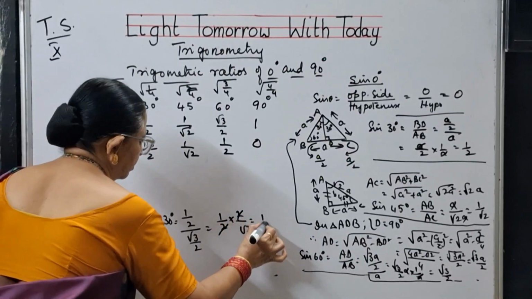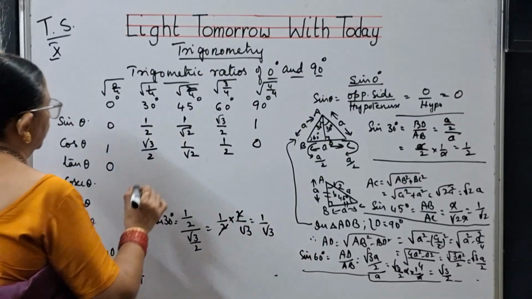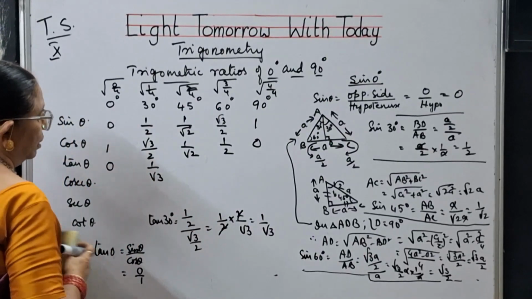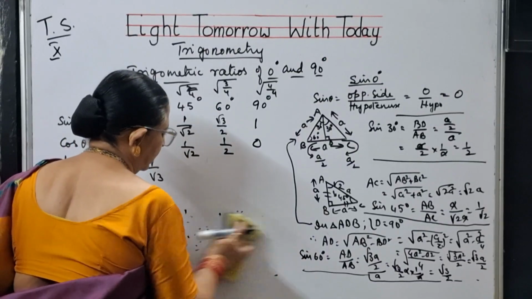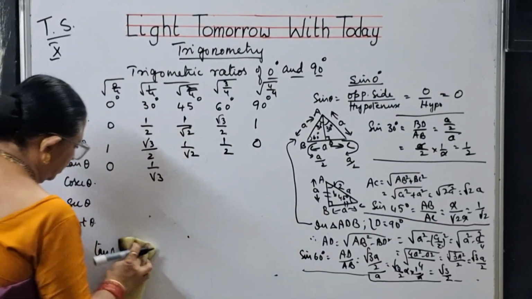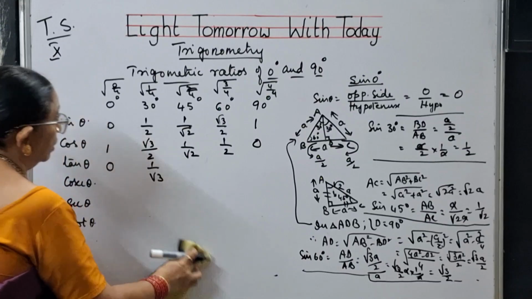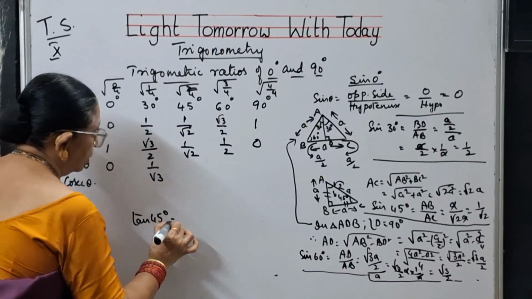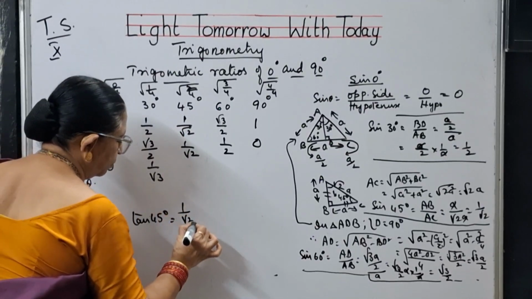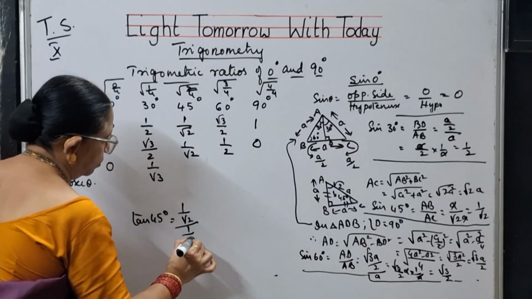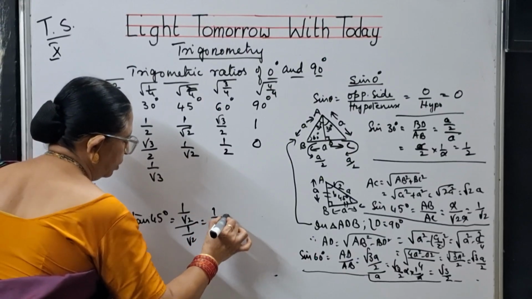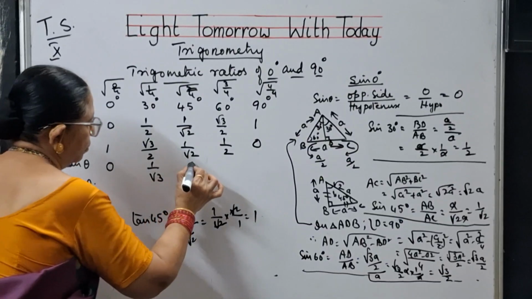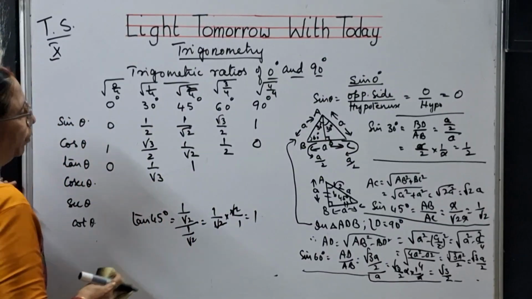2 and 2 will get cancelled. We will be getting 1 by root 3. So, tan 30 degrees is 1 by root 3. Next, after tan 30 degrees, we will be going for tan 45 degrees. Sine 45 degrees 1 by root 2 by cos 45 1 by root 2. That means 1 by root 2 into root 2 by 1. Everything will get cancelled. You are getting 1. So tan 45 is 1.